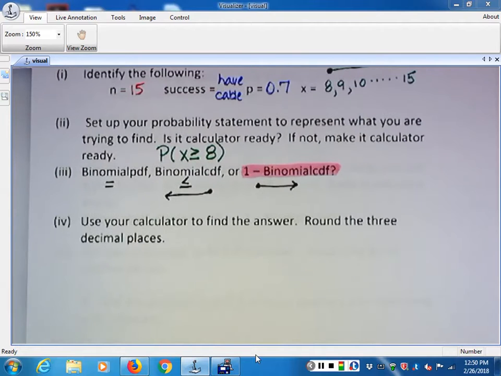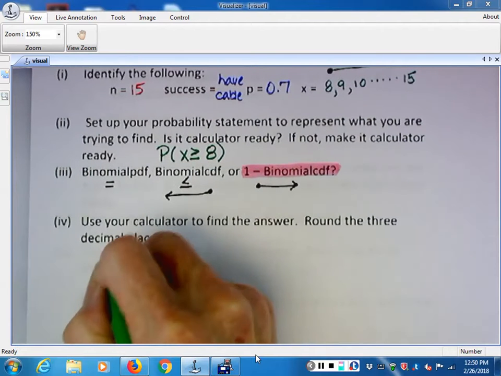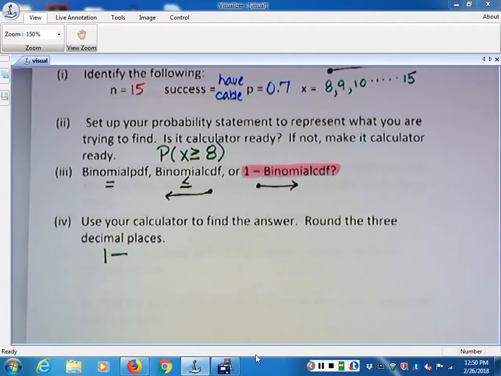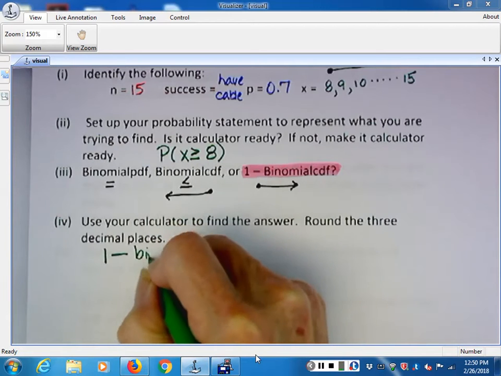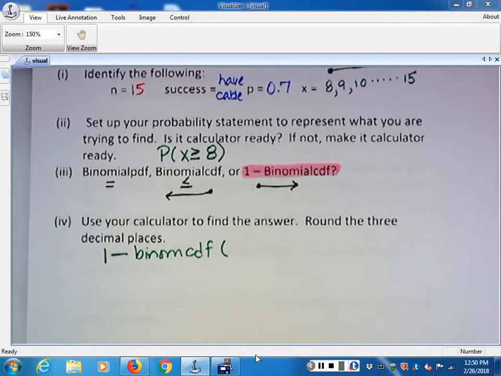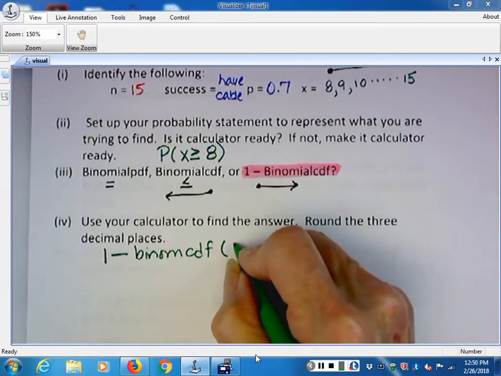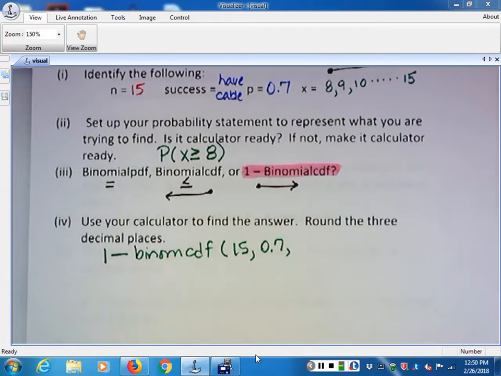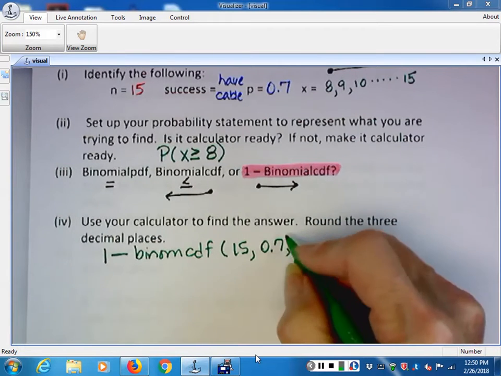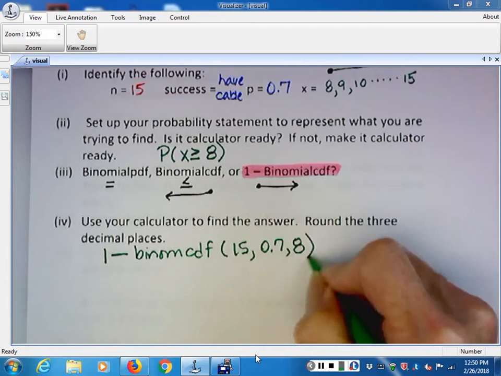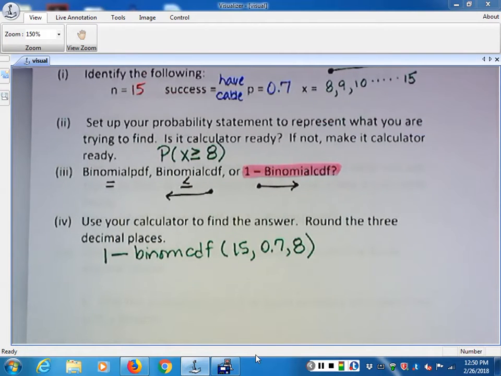So on the calculator, what we're going to do is we're going to enter 1 and then subtract. Then we're going to go binomial CDF. And we're going to enter 15 for N and 0.7 for P. And since 8 is included, I'm going to put the 8. Okay?